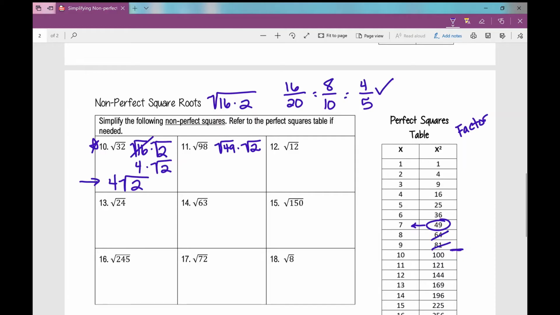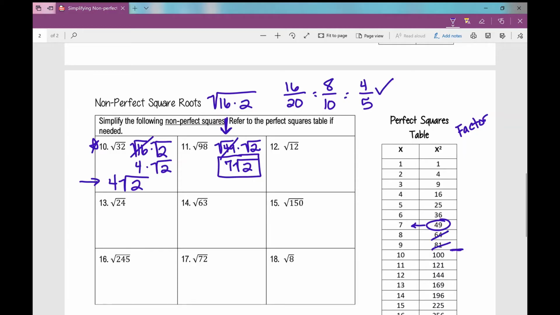It's 7. So I really like to write my perfect squares first because that's the one that I'm going to rewrite. That's the one that I'm going to cross out and rewrite as a 7, and then the square root of 2 stays there. It stays underneath the radical. Okay, so 7 square roots of 2.